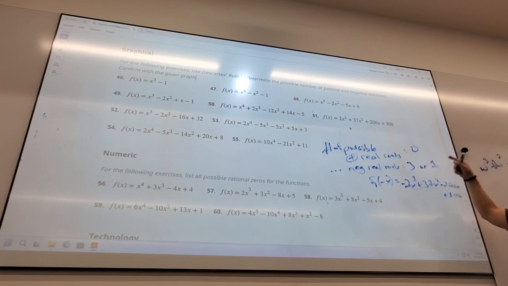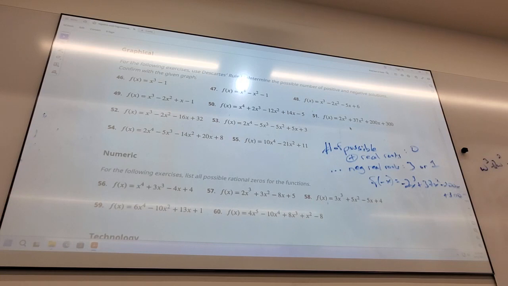And of course, why does it go down by 2? Can you guys tell me? Why is it 3 or 1? Because if it's not real, complex roots always come in pairs. Because where do they come from? Quadratic formula, and quadratic formula has a plus or minus in it.